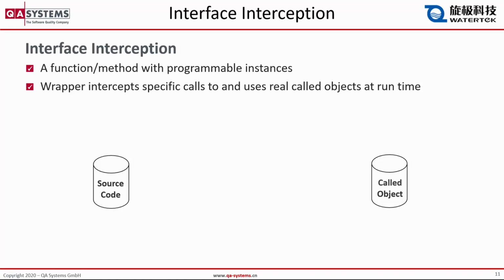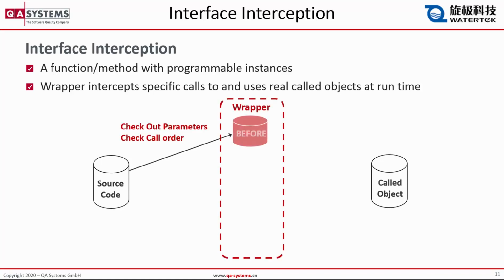Interface interception is a different concept. Again, it is the function or method with programmable instances, but this time a wrapper intercepts specific calls to and uses the real called object at runtime. It does so by intercepting with a wrapper, wrapping the call. This allows you, in a before part of the wrapper, to do what you can in the stub or mock, checking the parameters and the call order.